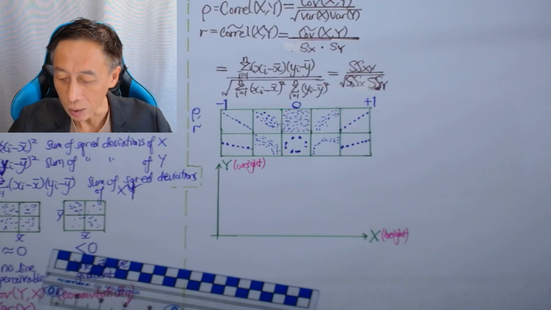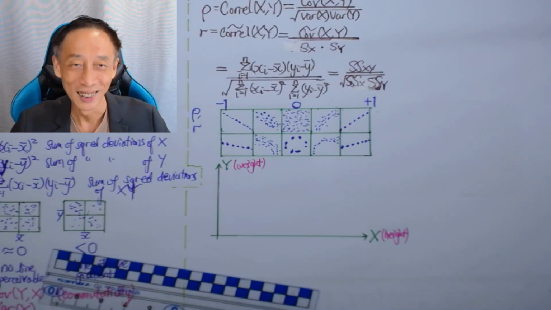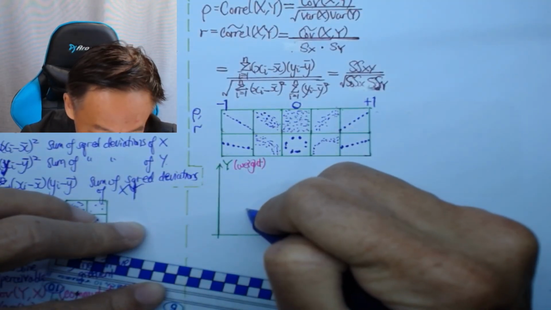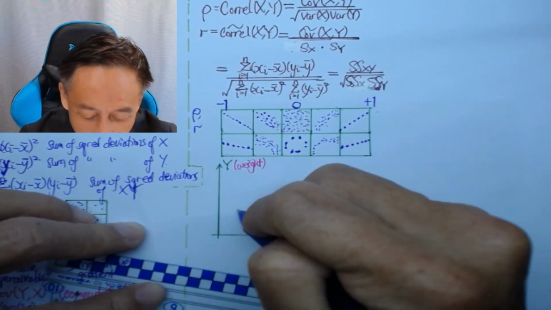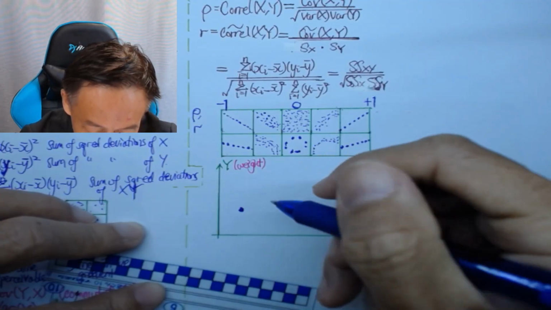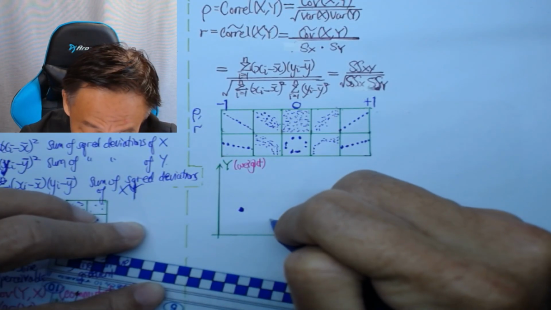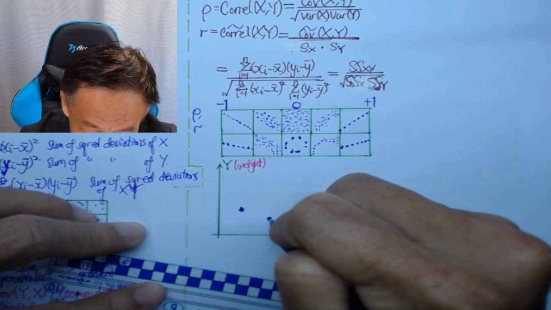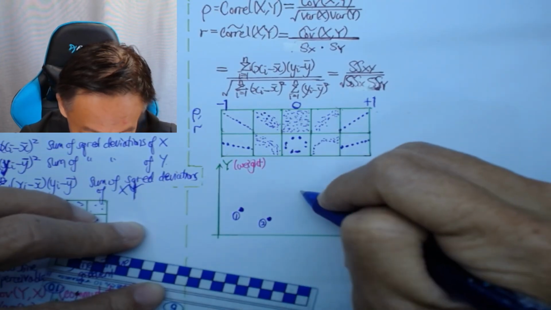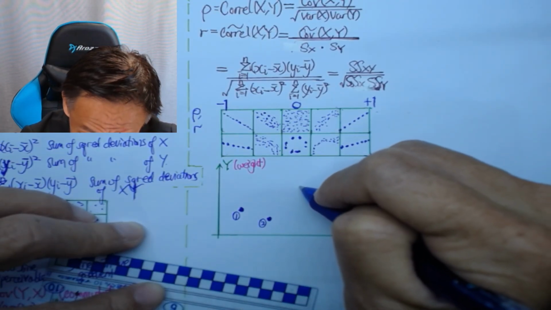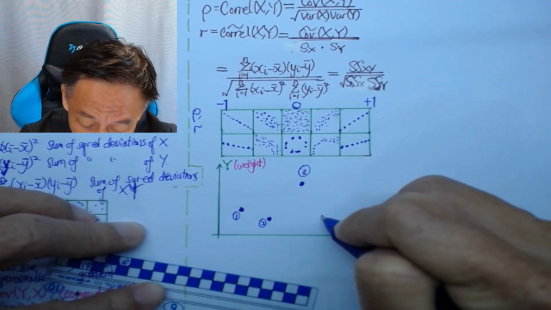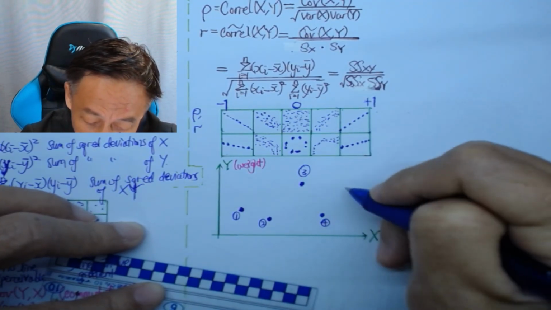So suppose we have 5 friends. We ask them, all right, 5 friends who are willing to let you measure their height and their weight. So you have 5 friends. You measure their height, their weight. This is point 1, point 2. Then we have point 3, point 4, and point 5.